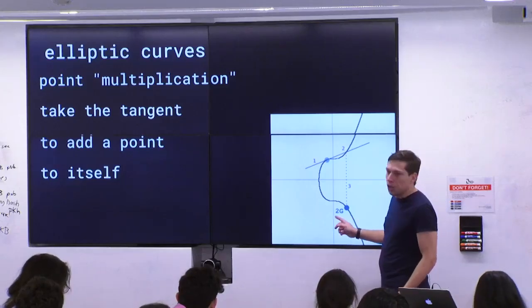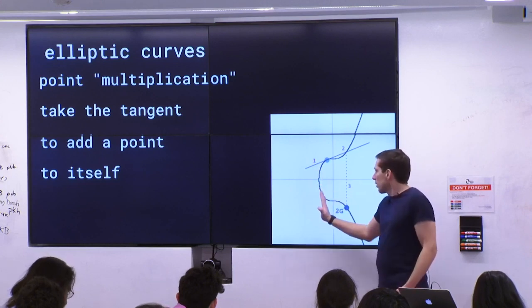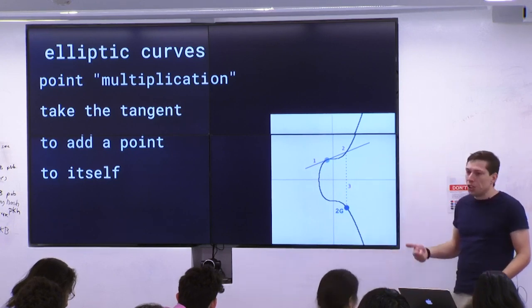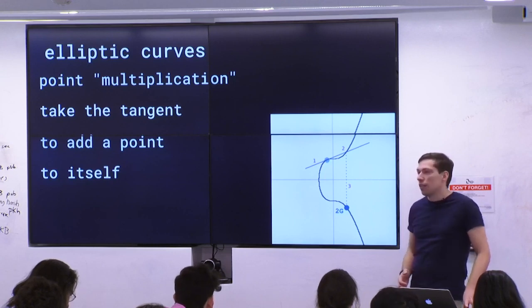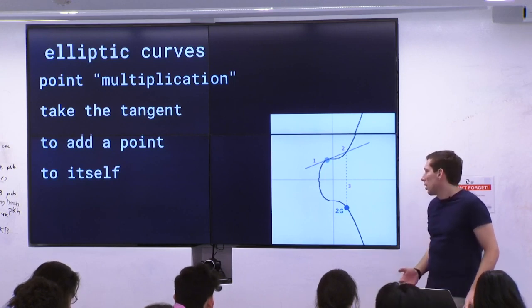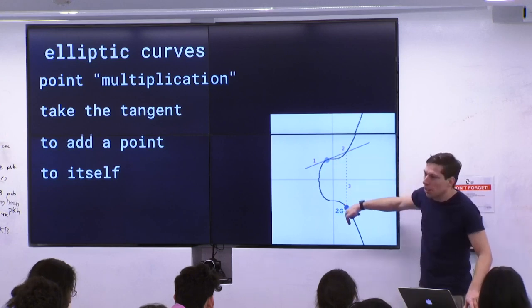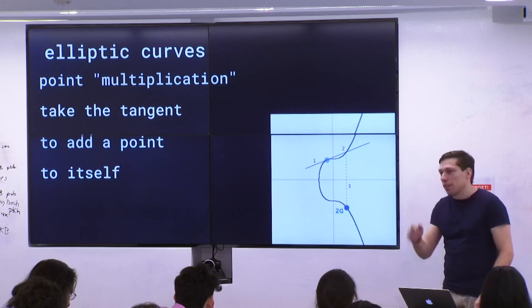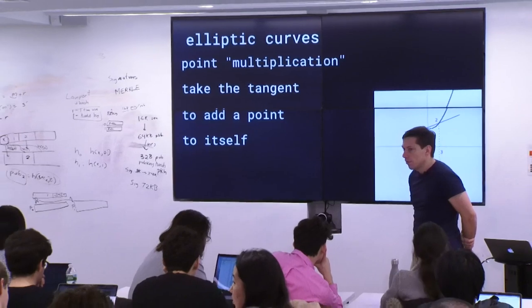So I say, oh, I want 4G. I take the tangent at 2G, find the intersection here, drop down, okay, here's 4G. Take the tangent here, and I can keep doing that and get 2G, 4G, 8G. And if I want intermediate things like 3G, I draw a line between G and 2G, find the intersection, and find the sum. When you're finding the intersection, is that like the intersection modulo something?